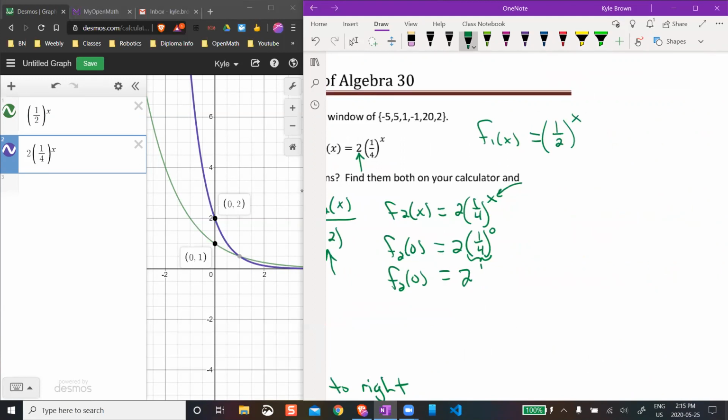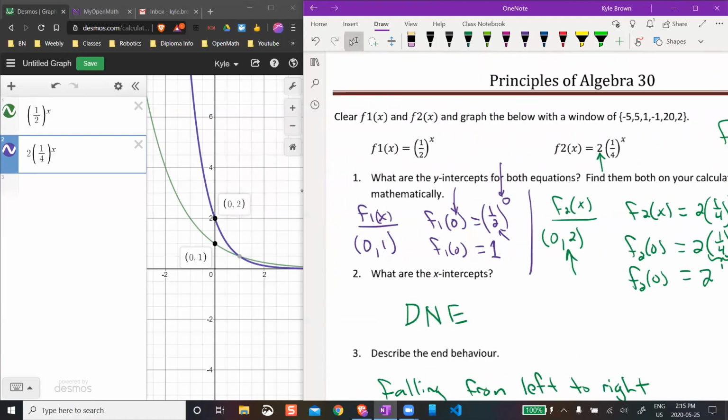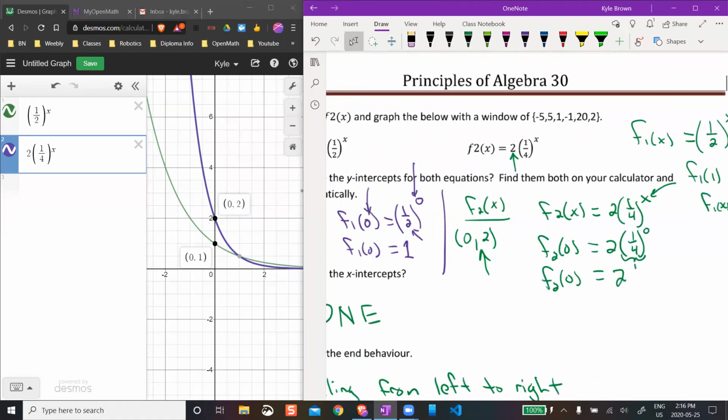Okay, so if I throw in, I already threw 0 in, right? I knew that this crosses at 1. But let's throw the number 1 in. If I said f1 of 1, so that'd be 1/2 to the power of 1. So at the point when x is 1, y is going to come out as a half. That kind of makes sense. That's in our graph, right? When x is 1, y is a half. It's kind of hard to get exactly there. Yeah, 0.5. So I can see it on that graph.